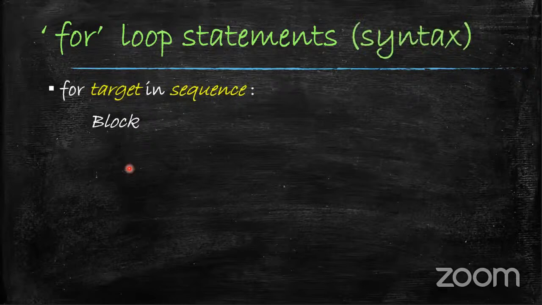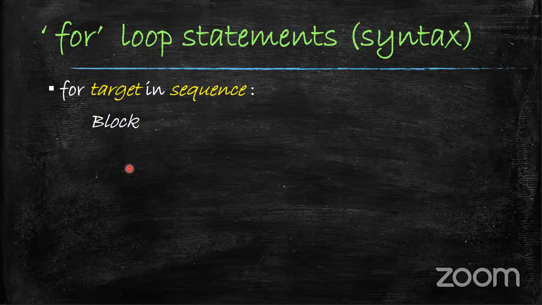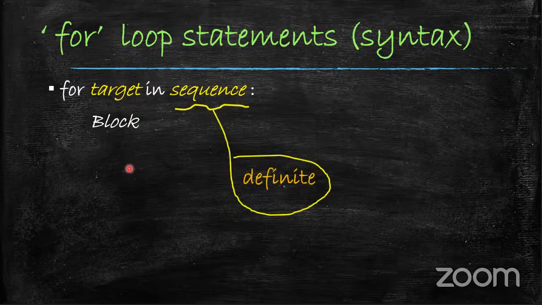So let's look at for loop syntax. For loop syntax is like this: for target in sequence colon, and then below is the block. Now we'll see what is the target and what is the sequence. We'll see both of them. The sequence means you can have a sequence of variables or a sequence of numbers. So let's look at this. This is definite. Sequence is already defined. So because sequence is defined, target is like a pointer. It will go and point to something in the sequence.